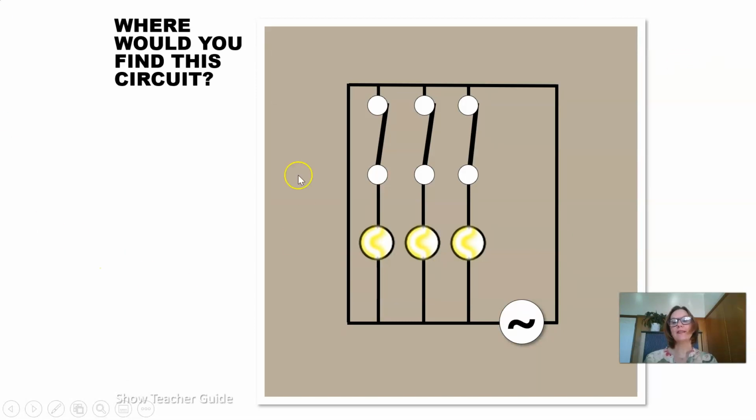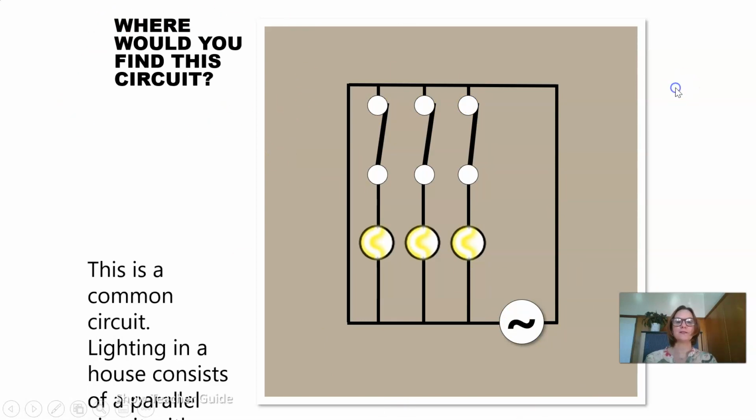Where would you find this circuit over here? Remember, this is coming from our mains electricity. And if I switch them on and off, look at that. I can switch that one on and off on its own. I can switch this one on and off on its own, and I can switch that one on and off on its own. Where do you think you would find this kind of circuit?